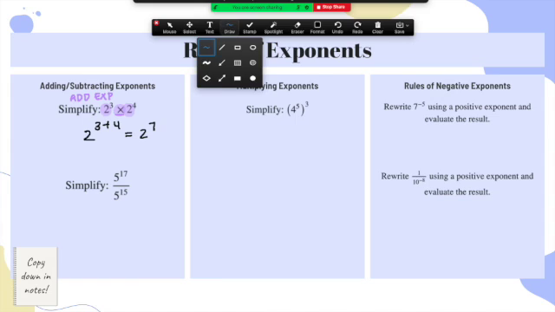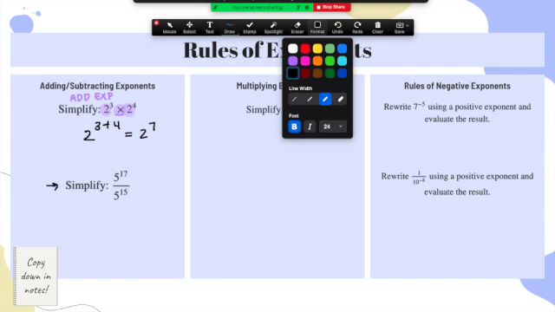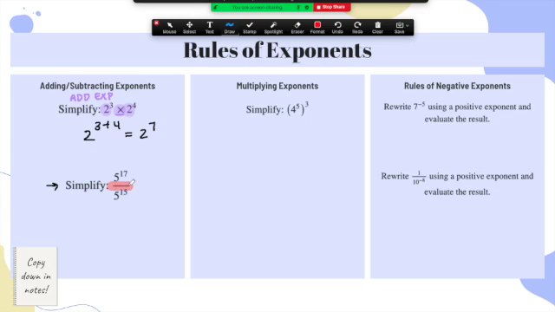On the other problem that's shown right here, we are dividing the numbers with each other. We're dividing the 5s. Because we're dividing, that means that the exponents are going to subtract. So subtracting exponents. I'm keeping the base the same, and whatever's on top, which is the 17, is going to subtract with the bottom exponent. And that equals 5 to the power of 2.